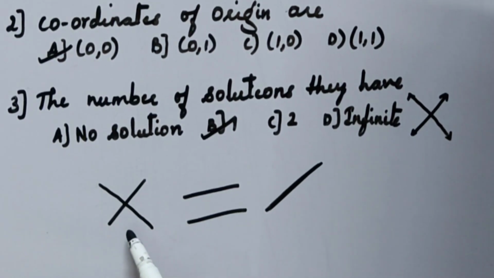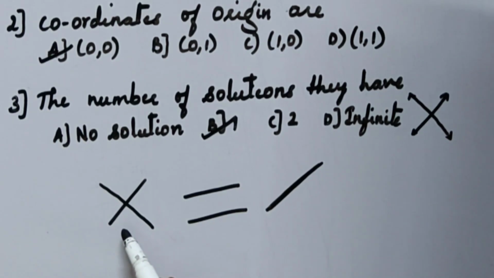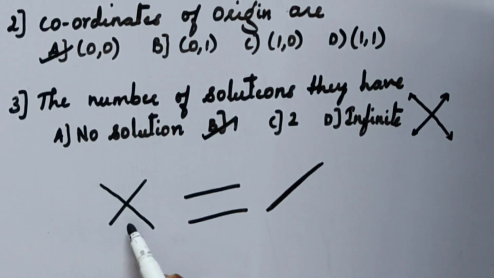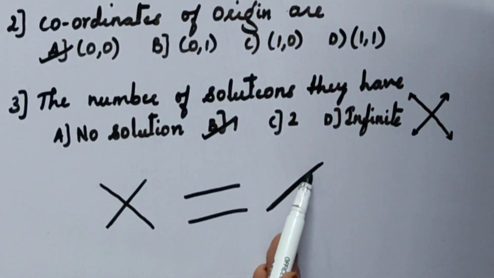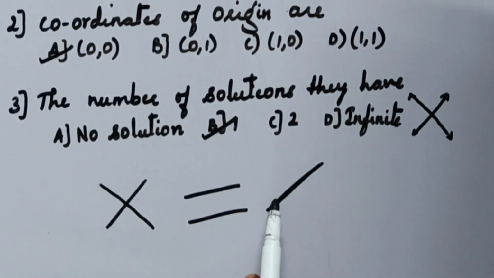Understood? These are intersecting lines with one solution, and this is consistent. Consistent means at least we should have one solution. So we have got one point, that is one solution, and it is consistent. These are parallel lines. It is inconsistent because we have got no solution for this. These are coincident lines. All the points are meeting each other. So that means we have got an infinite number of solutions, and again it is consistent. Hope you have understood this.